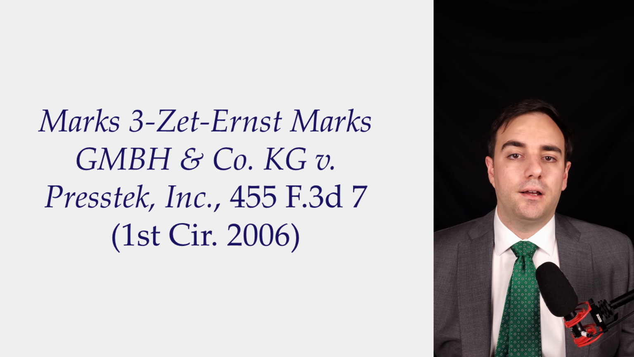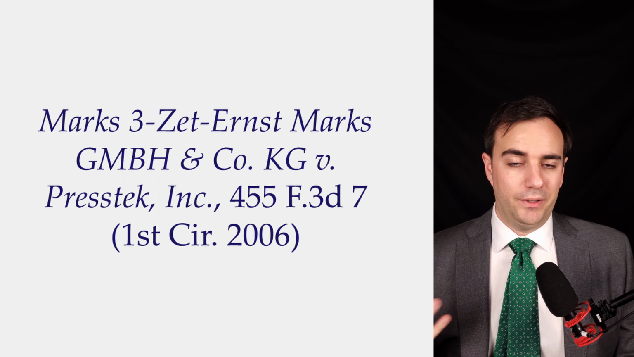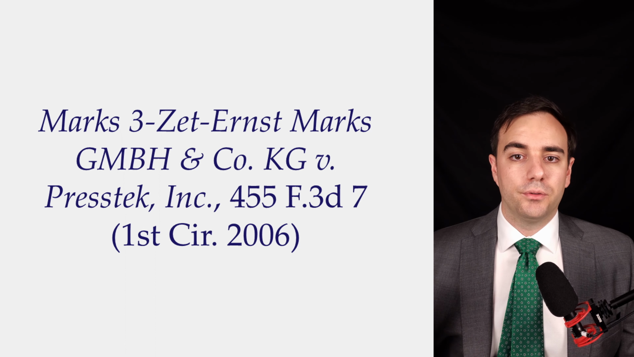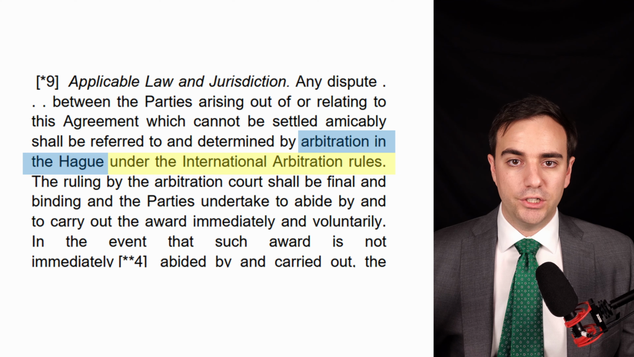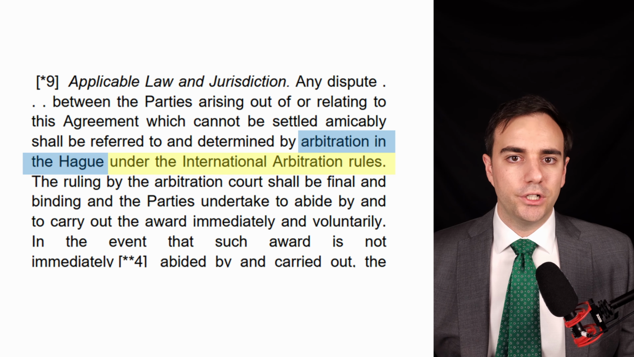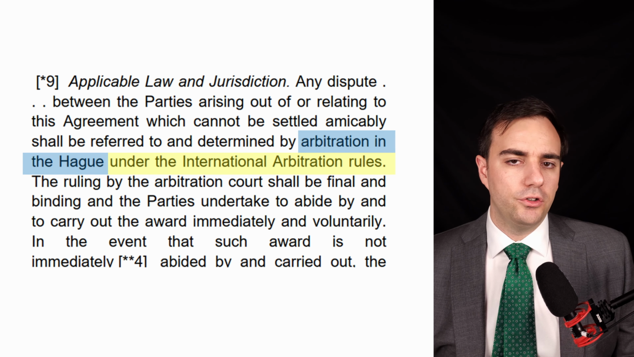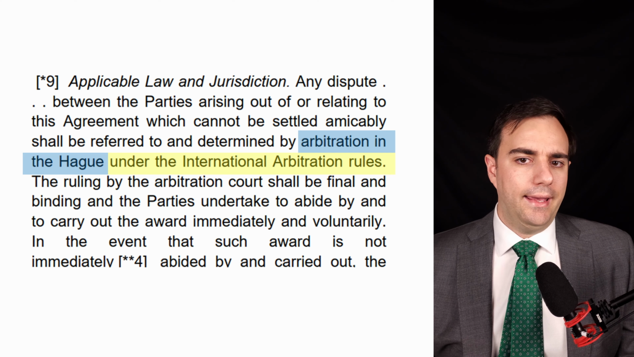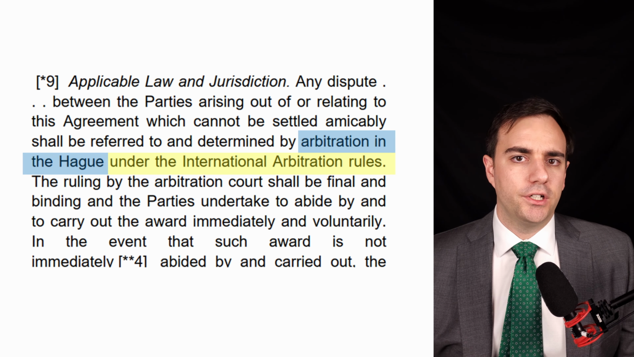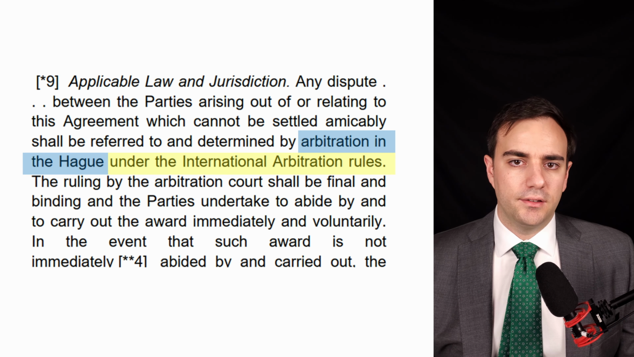And so the case, and I'll leave a description, is called Marks versus Presstek, and this is a case where things went totally wrong, right? The parties had agreed to international arbitration, quote, in The Hague under the international arbitration rules, and so it's a little bit strange, right? Because there's no institution mentioned there. The Hague is just a city, and there are multiple arbitration institutions in The Hague. And the international arbitration rules, that's a nonsensical reference.